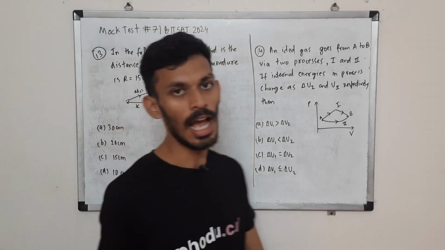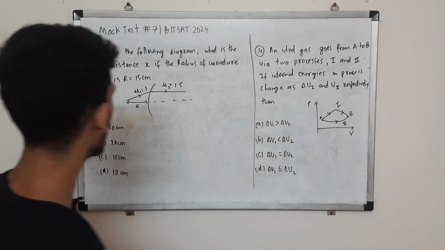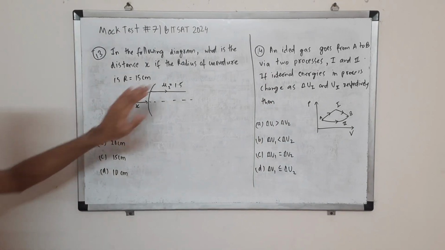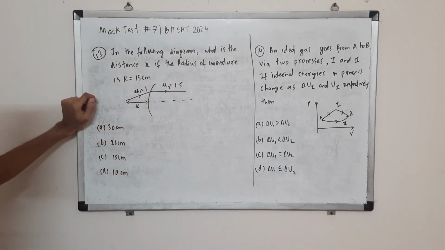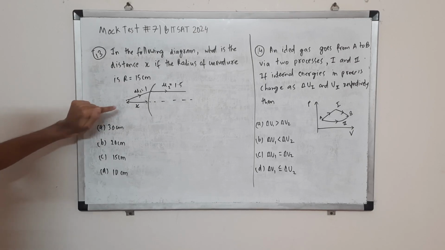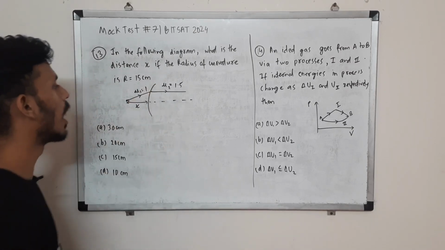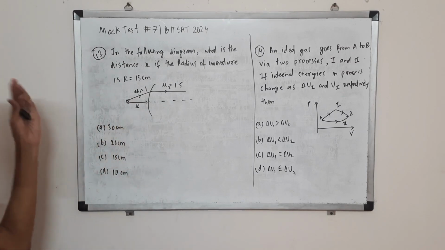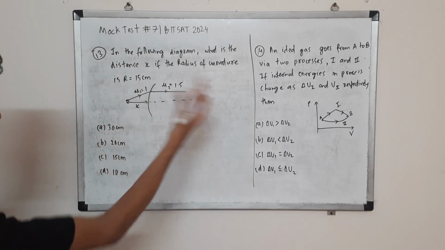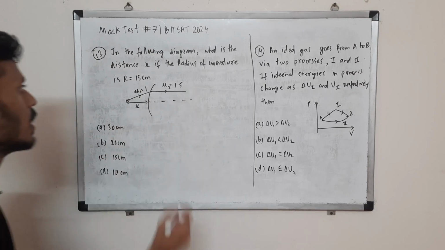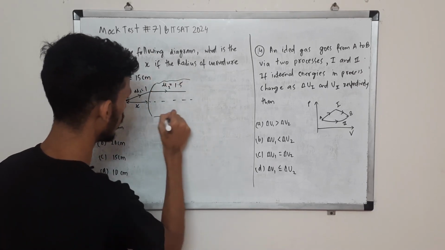To questions 13 and 14 over here. In question 13 we are given a ray diagram. The radius of curvature of the spherical surface is given as 15 centimeters. You are supposed to tell what is this distance x. Mu1 and mu2 are also given, the refractive index of the medium on this side and the refractive index of the spherical surface.